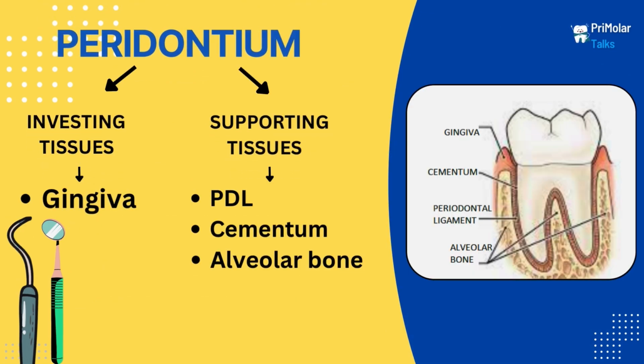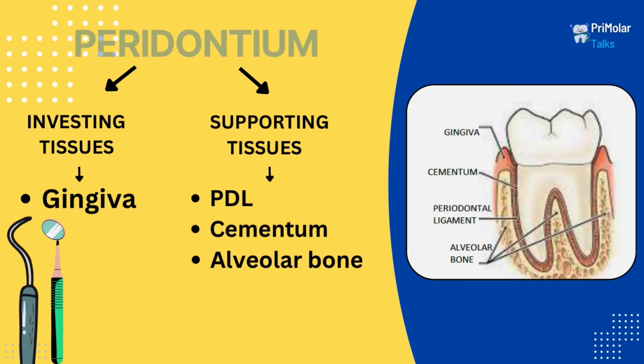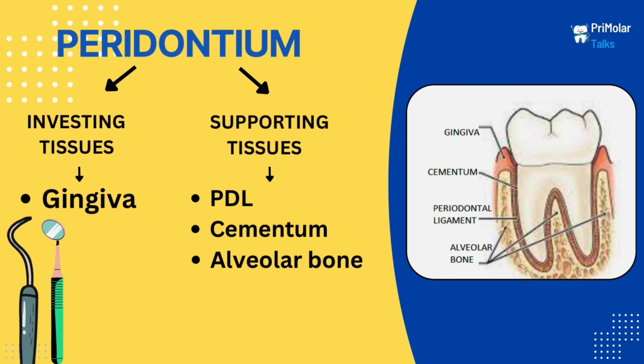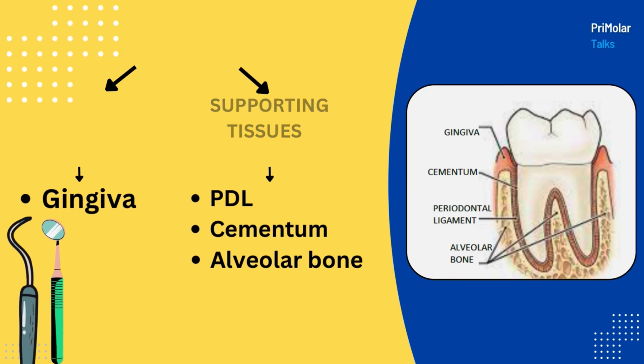So starting with the periodontium, as the name suggests, peri means around and dontium means tooth. So we will be covering the tissues which surround the tooth. It includes basically the investing tissues and the supporting tissues. The investing tissue is the gingiva, which we will be covering in detail, and the supporting tissue includes the periodontal ligament, cementum and alveolar bone. These three we will also be covering in detail in the upcoming lectures.